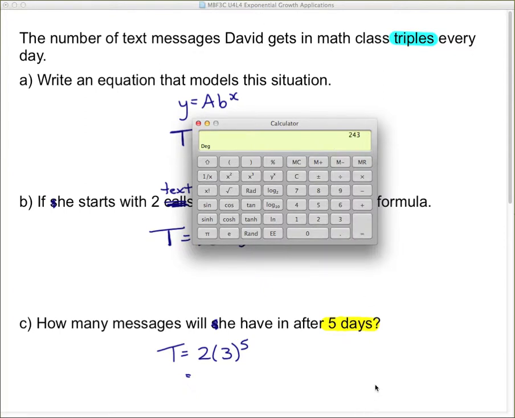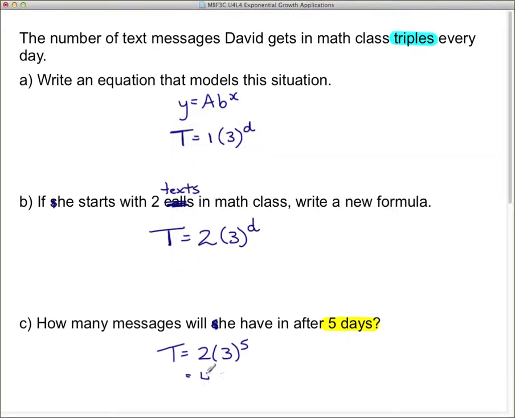And that's 243. And now I just have to times it by that initial amount. So now I'm going to times it by 2, equals 486. So after 5 days, you get 486 messages in math class. That's a lot of messages.